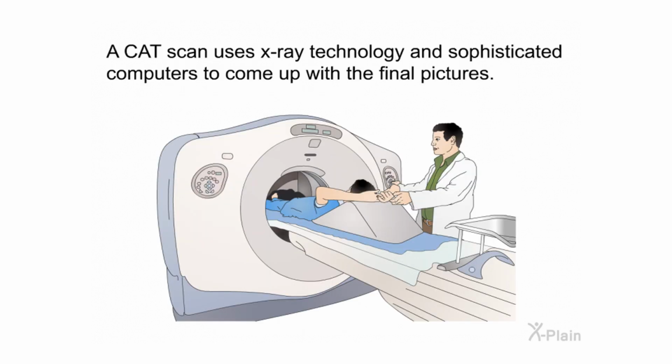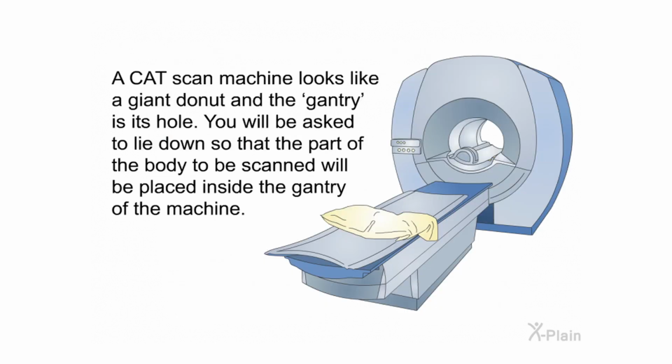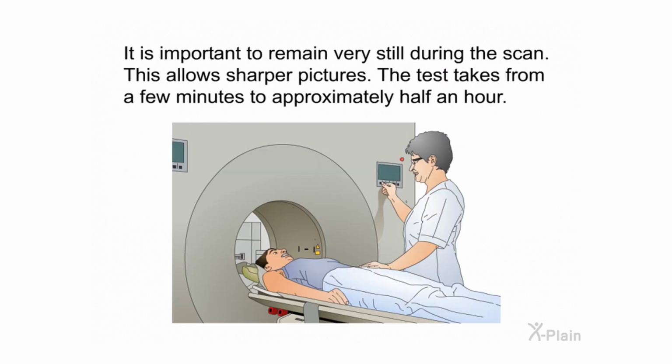Test. A CAT scan uses X-ray technology and sophisticated computers to come up with the final pictures. A CAT scan machine looks like a giant donut, and the gantry is its hole. You will be asked to lie down so that the part of the body to be scanned will be placed inside the gantry of the machine. It is important to remain very still during the scan. This allows sharper pictures. The test takes from a few minutes to approximately half an hour.